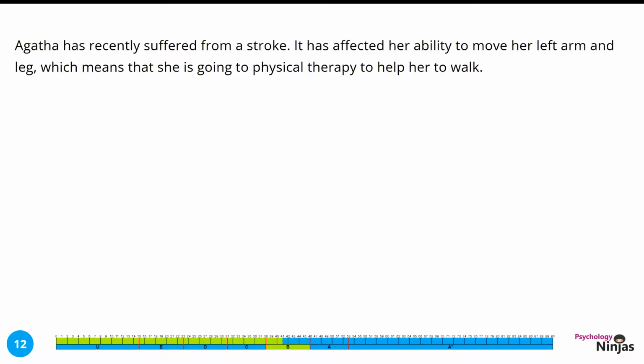Agatha has recently suffered from a stroke. It has affected her ability to move her left arm and leg, which means that she is going to physical therapy to help her to walk.